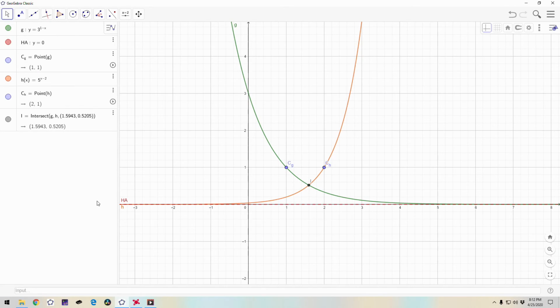Here's a better look at the intersection of those two functions. You can see the g function is the one in green, the h function is the one in orange. They both share the same horizontal asymptote on the x-axis, y equals 0. The center point of g is at 1, 1. The center point of h is at 2, 1, as we were graphing those just using the transformations. And then the intersection right here you can see is I, and the coordinates are exactly the same as what we were computing just a moment ago.